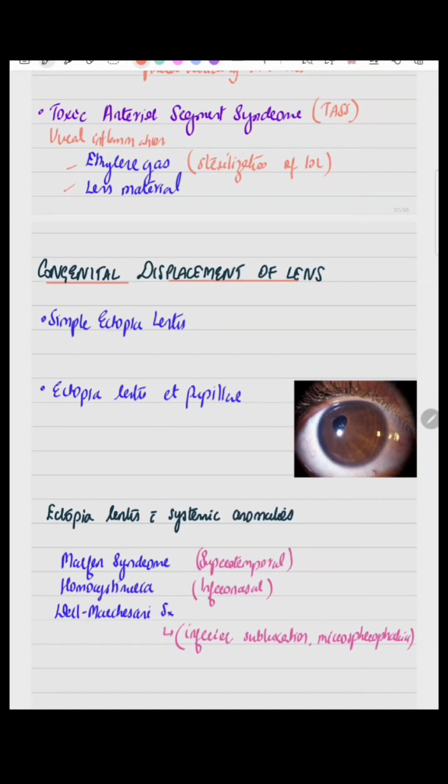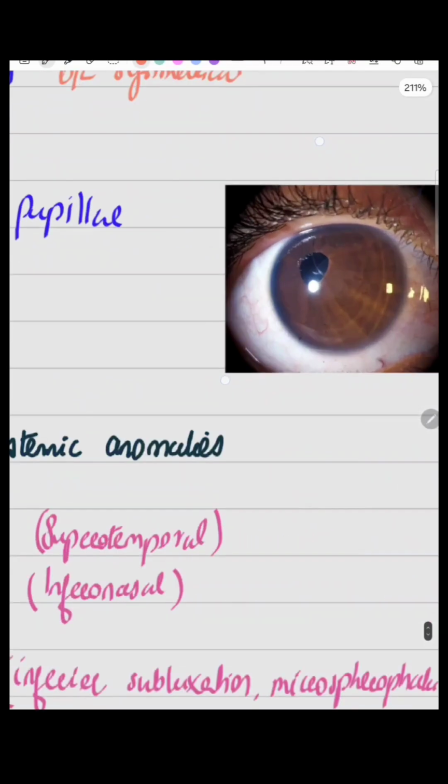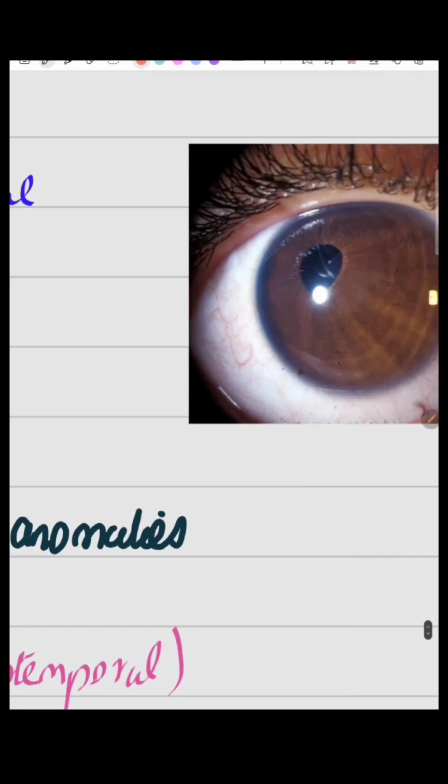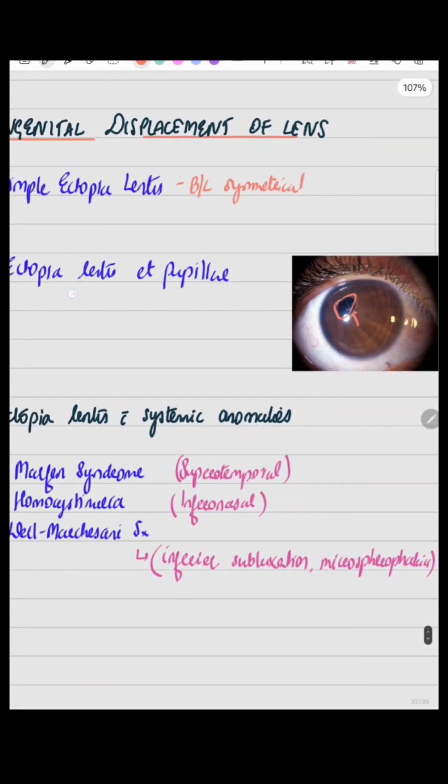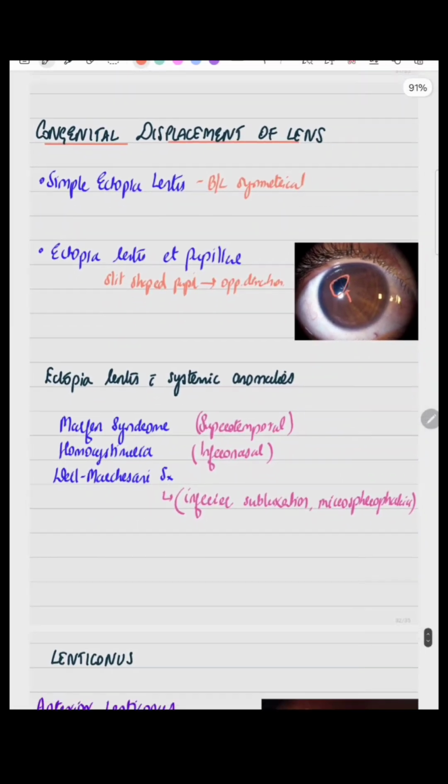It can be simple ectopia lentis, that is bilaterally symmetrical displacement, usually upwards, or it can be ectopia lentis et pupillae. Here displacement of the lens is associated with a slit shaped pupil which is displaced in the opposite direction.